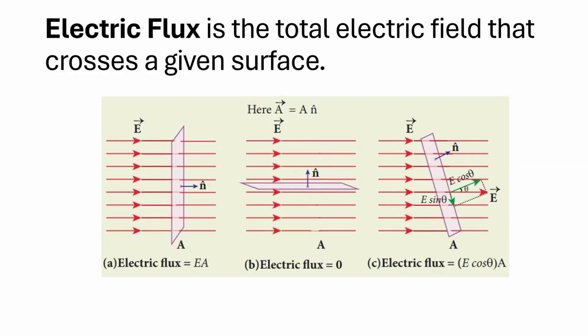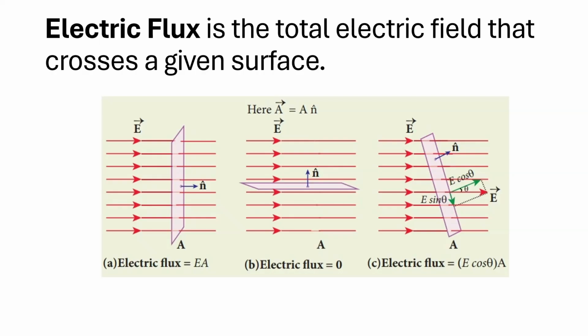Okay, now what we have here in this slide are the different cases as to how the surface is being oriented relative to the direction of the electric field lines. The colored red lines that you can see in the slide are the electric field lines. And as you can see, we also have different surfaces in different orientations.